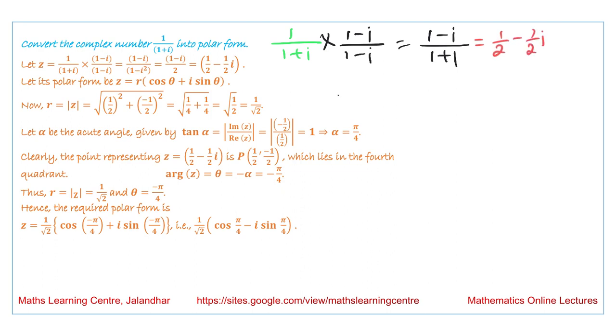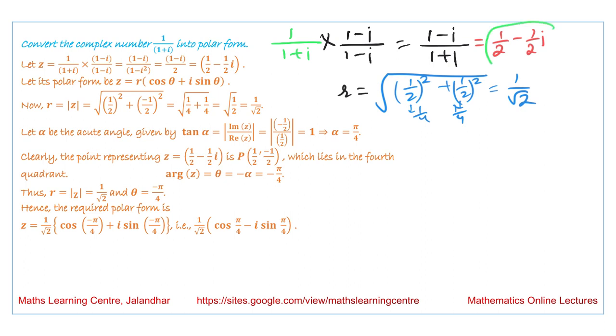Now, corresponding to this number, the value of r will be the square root of (1 by 2) square plus (1 by 2) square. That will be equal to 1 by 4 plus 1 by 4, so that is 1 by 2. So r is 1 by root 2. And if we look at this number, it will lie in the fourth quadrant.